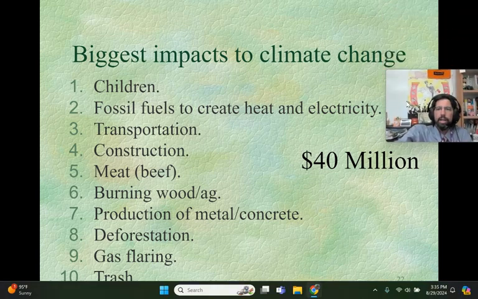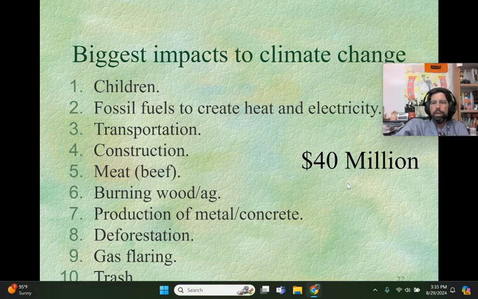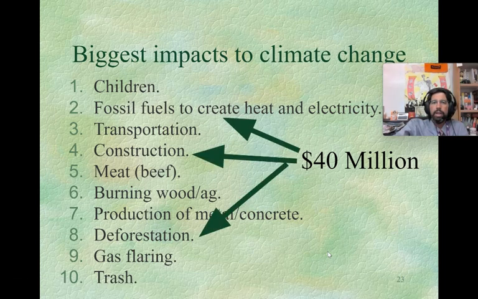So when we get into things like climate change and we say, well, we're going to spend $40 million on climate change, we know what that $40 million means. We know that it's more than 30 million. We know that it's less than 50 million. And we can see what it can do to some of the biggest impacts of climate change, from fossil fuels, construction, beef, burning stuff, deforestation, gas flaring, trash. We can see what 40 million is going to do to fossil fuels or construction or deforestation. We can actually measure that because you have to buy stuff to deal with these things.